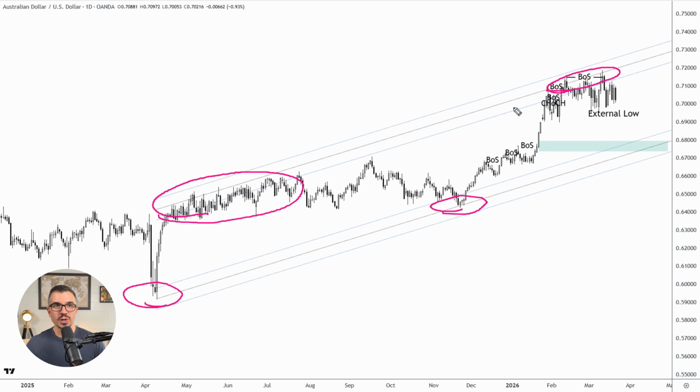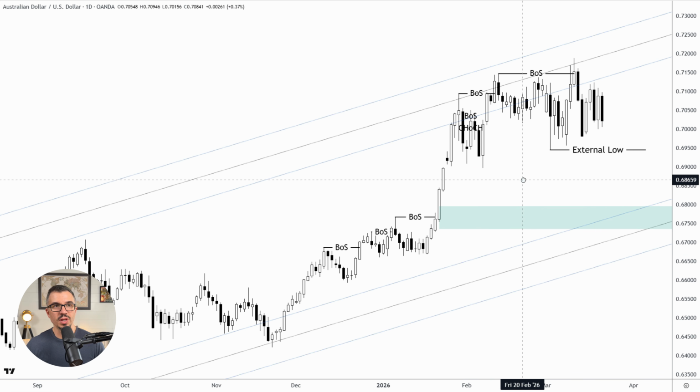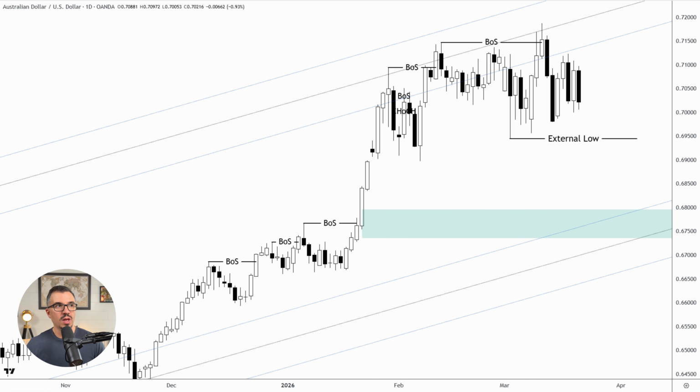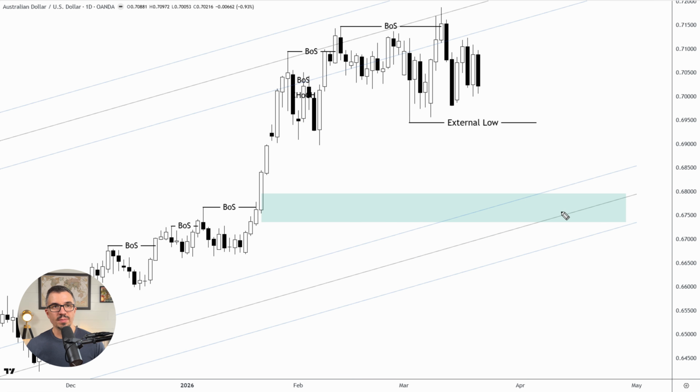But looking at this structure here, looking at the stock market, and also looking at this imbalance back here, which you can see that if I move in here, on this rally, this was basically just one massive displacement for this market. Okay, so this back here is completely unmitigated. And what you'll also notice is that this area could potentially line up with the bottom of that channel.